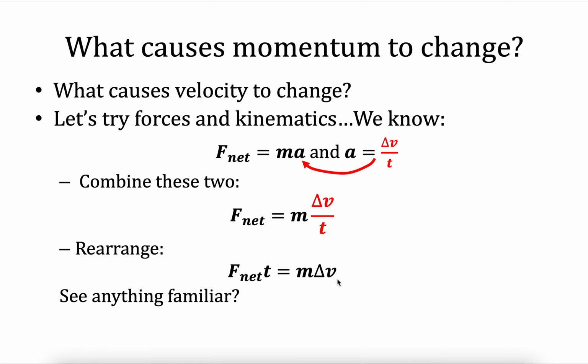See anything familiar? So here on the right-hand side, if you don't see it familiar, flip back to the last page. This is change in momentum. So we've come up with an equation here that says change in momentum is equal to this thing. Now, look back at the last page. Change in momentum was also equal to what? Impulse. So the right-hand side, we think of this conceptually as change in momentum. The left-hand side, we think of this conceptually as impulse, and they're the same thing, okay?